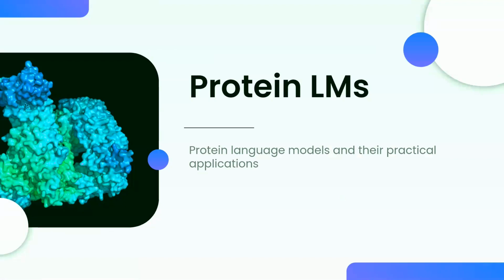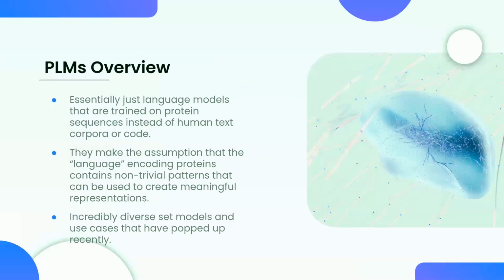Next up is protein language models. Essentially, these are language models trained on protein sequences instead of human text and human corpora. Language models include things like BERT or GPT, and any kind of model that basically learns off of human text. The assumption here is that proteins have their own kind of language, encoded in a very non-trivial pattern that needs to be extracted by some kind of sophisticated model. In this case, we've seen that this actually works.